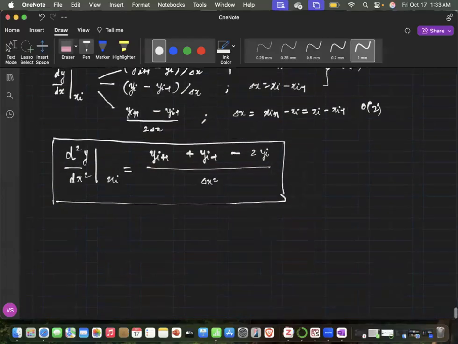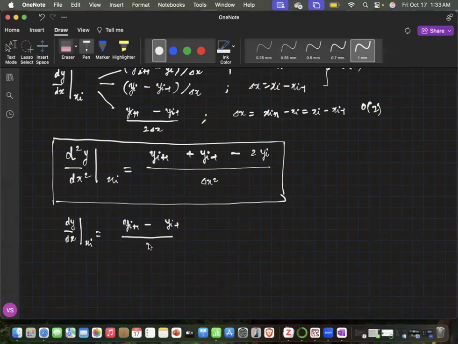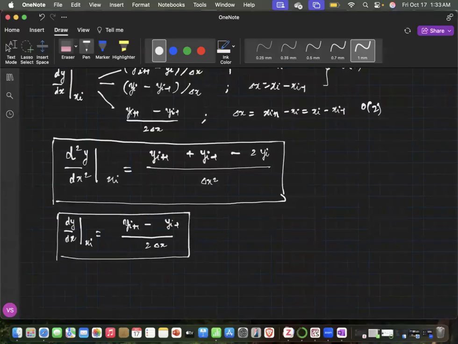And for a single derivative, or the first derivative, we will be using the center difference formula. Okay, so these are the two formulas that we'll be using.